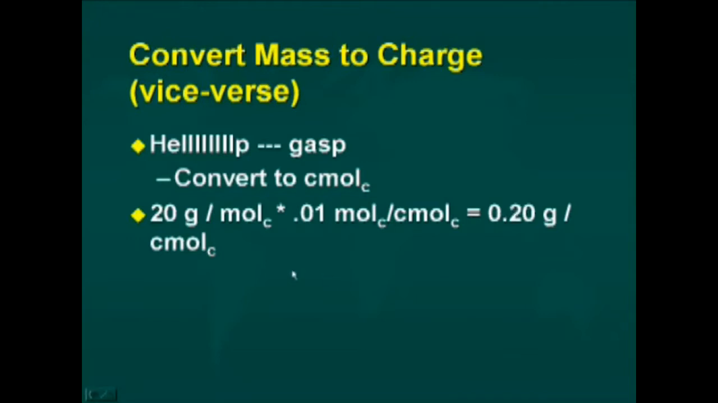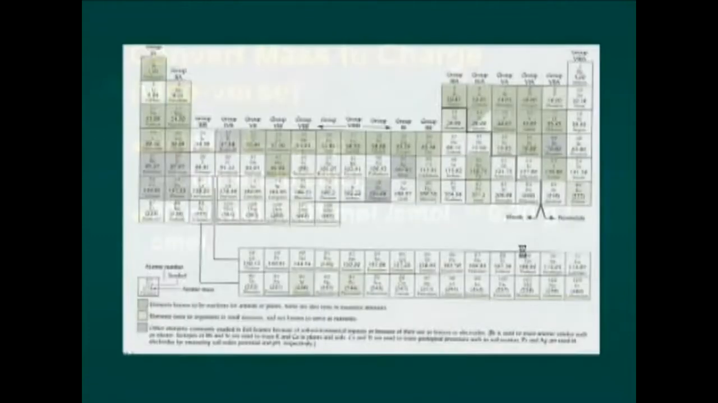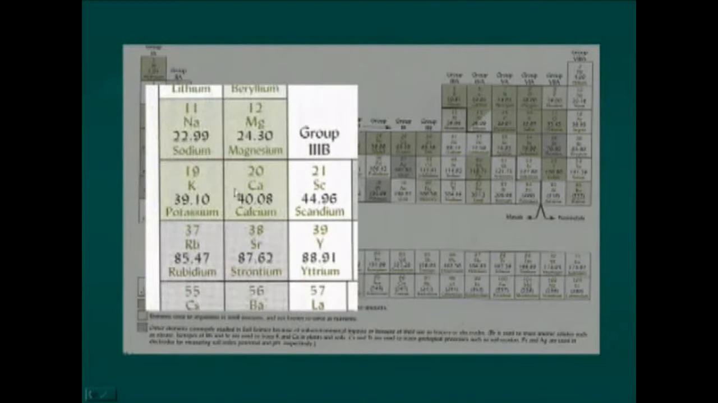So we've just converted mass to weight. So where did I get that? Here's a periodic table. So I looked for calcium on my periodic table. And there's calcium, and its molecular weight was 40.08, but we were just rounding to the nearest whole number. So I took that molecular weight divided by 2. I had 20 grams per mole of charge. I multiplied that times 0.01 for 0.20 grams per centimole of charge. So fairly straightforward.